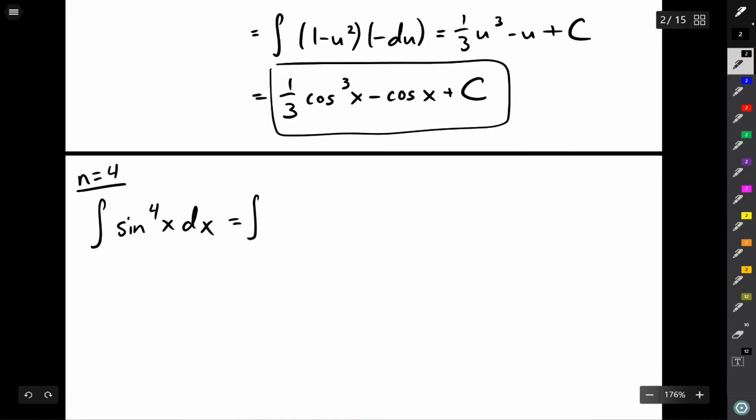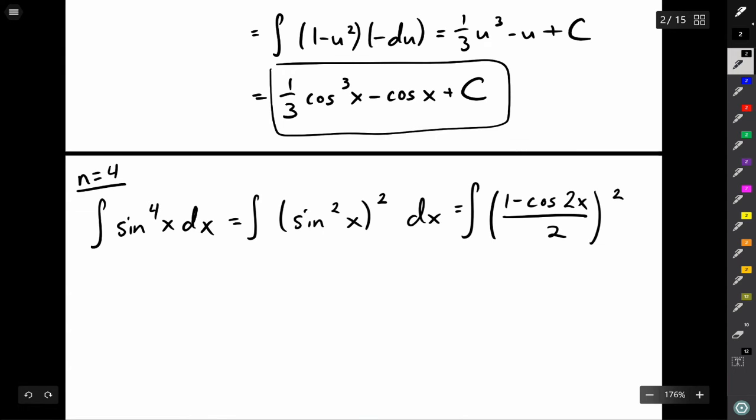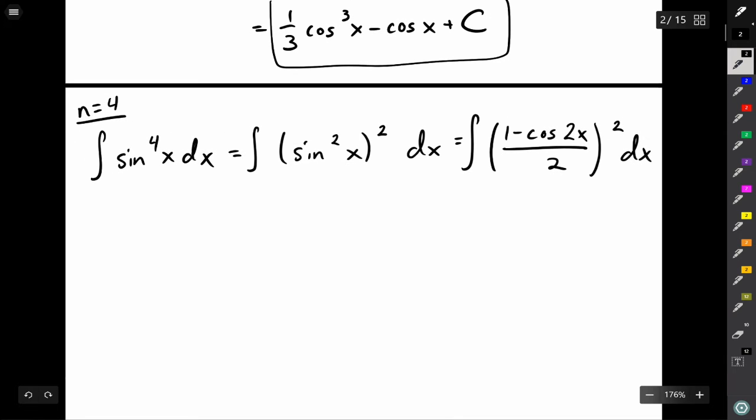Here, there's no way to split off one extra copy. So what we're actually going to do is rewrite this as sine squared x squared dx, okay? And we're going to use the same trig identity we did for n equals 2. All right, so this will be (1 minus cosine 2x over 2) squared. All right, so now we're just going to have to deal with that.